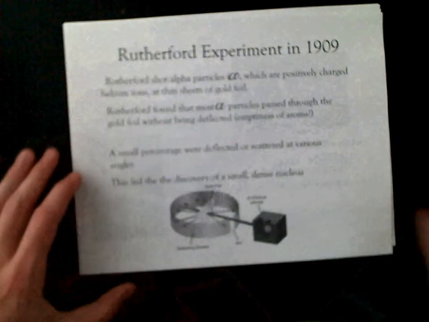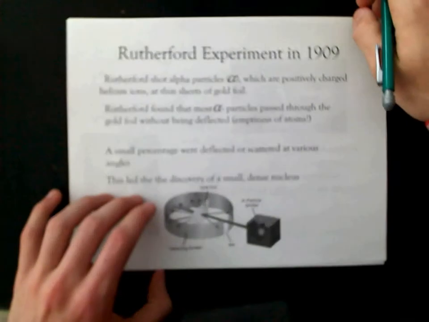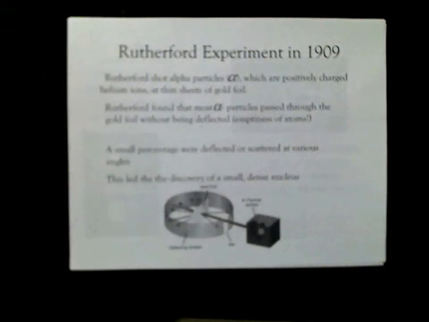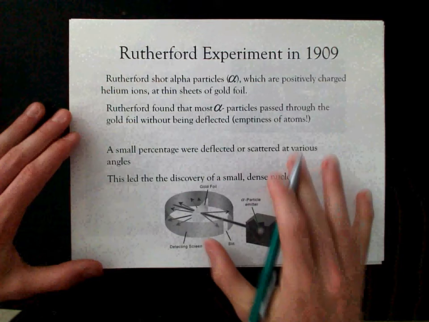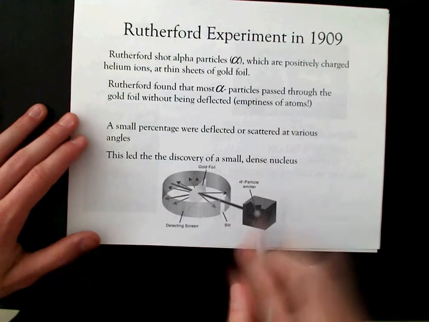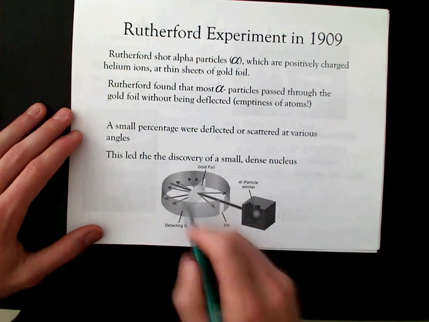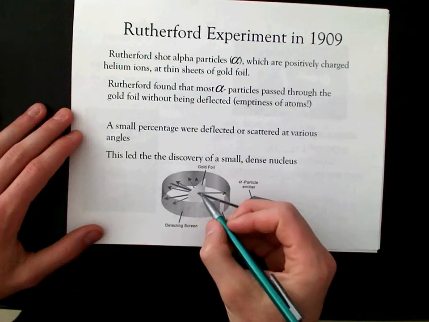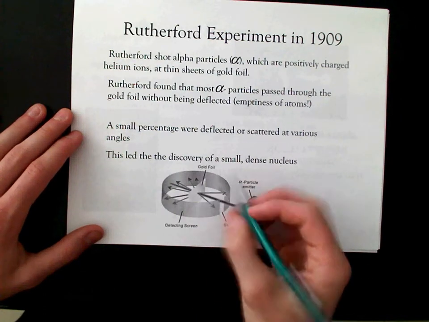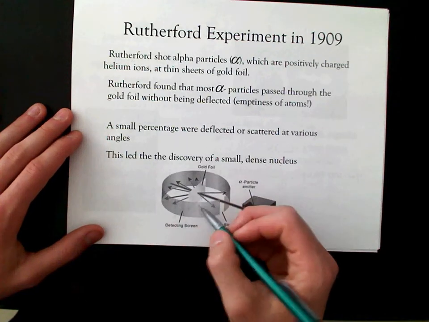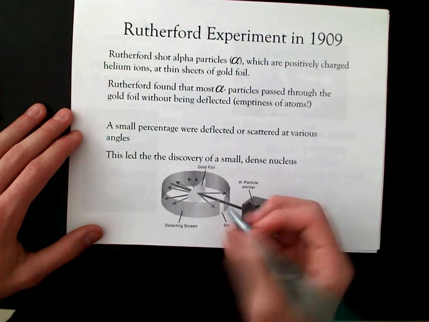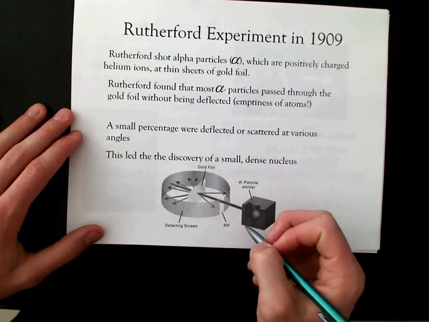Rutherford, in 1909, conducted his gold foil experiment. Now, this you guys learned about earlier in the year. The gold foil experiment took alpha particles, shot them at some gold foil, and observed the results. And what Rutherford noticed was most of the alpha particles went straight through and were almost unaffected, but a small number of them bounced back. How could that be the case?